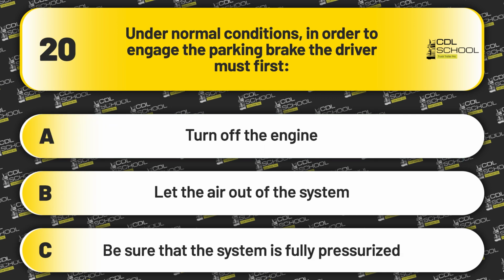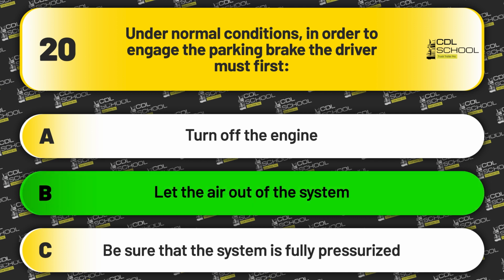Under normal conditions, in order to engage the parking brake, the driver must first A. Turn off the engine. B. Let the air out of the system. C. Be sure that the system is fully pressurized. The correct answer is, under normal conditions, in order to engage the parking brake, the driver must let the air out of the system first. The correct answer is B. To let the air out of the system.